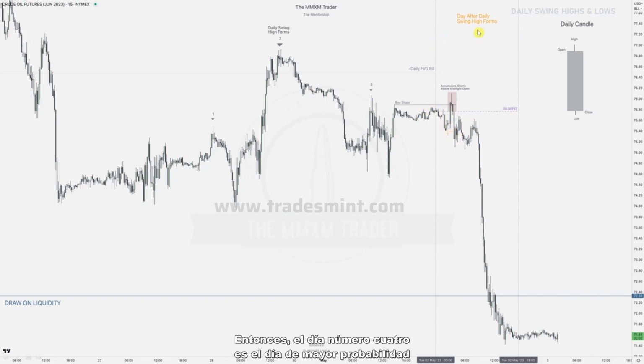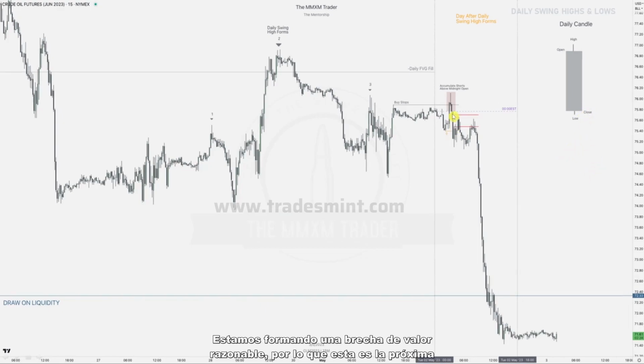So day number 4 is the highest probability day to continue down into our draw on liquidity, and we want to see that accumulation above New York midnight, which happens. So we've got that power of 3, right? That open high, and then we're aiming for that low to expand and then close out the day bearish. We're forming a fair value gap, so this is the next premium array where you can frame your trade setup from, and we're anticipating that open, high, low, close to form, right? Day number 4, very important, and eventually we draw down into our drawn liquidity.